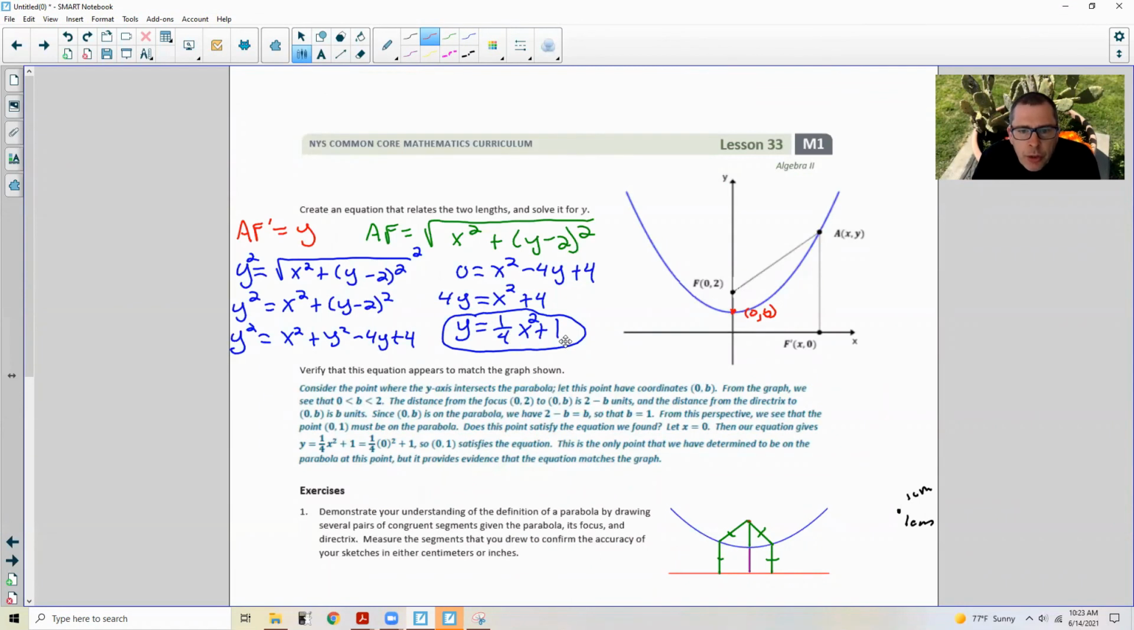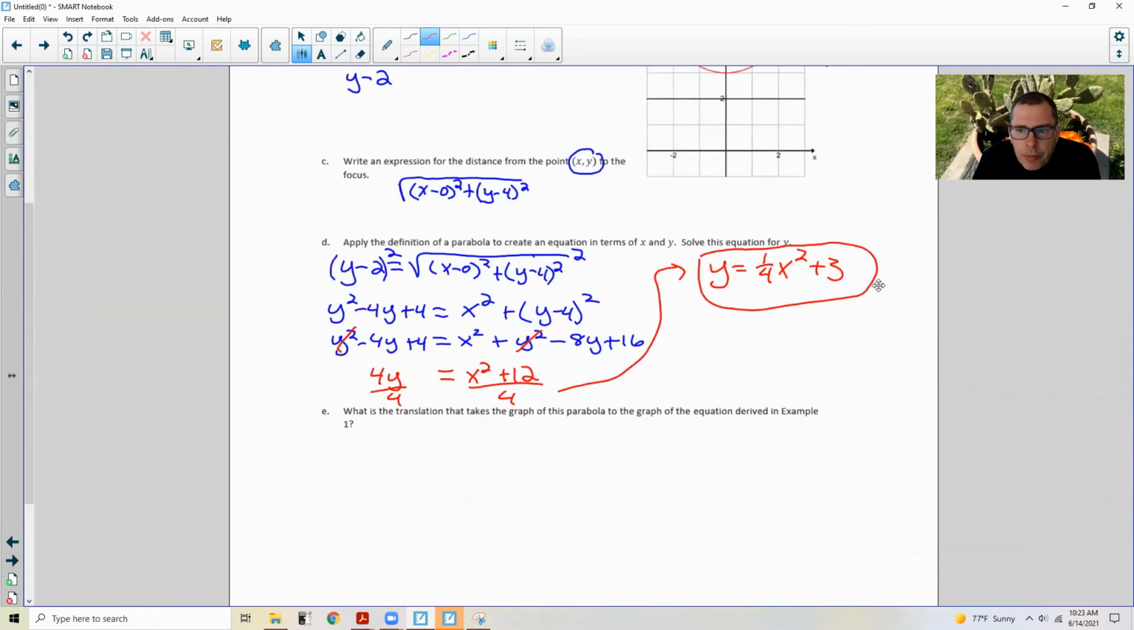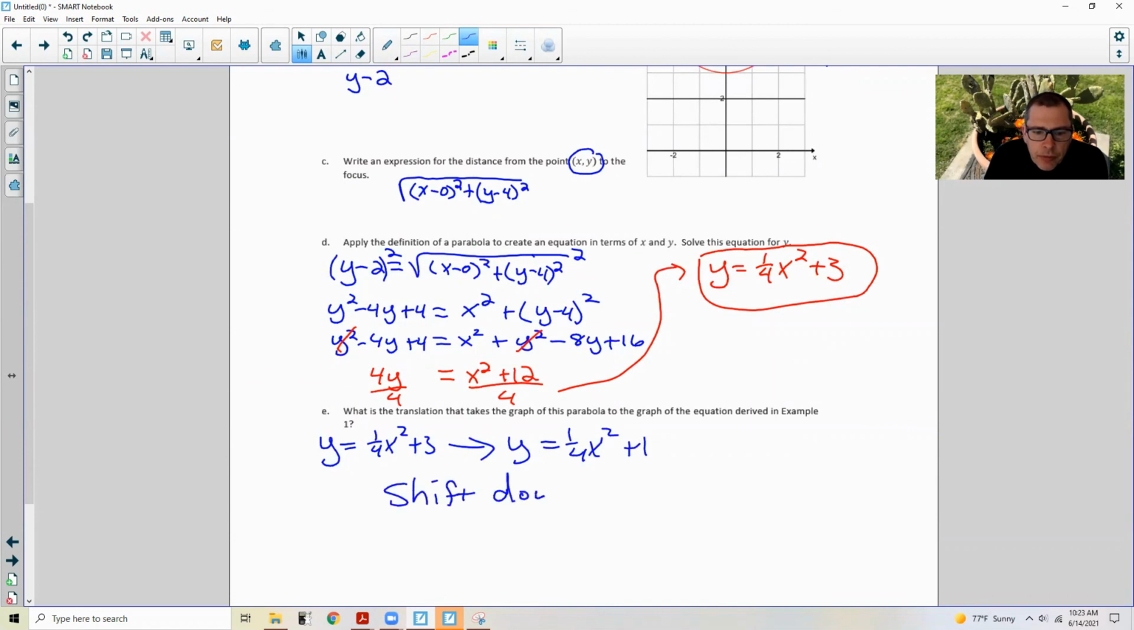So our equation is y equals 1/4 x squared plus 1. And now we have 1/4 x squared plus 3. So that would be a shift down 2. In other words, we're taking y equals 1/4 x squared plus 3, and we're translating it to y equals 1/4 x squared plus 1. That would be a shift down 2 units. Just moving that y-intercept from 3 down to 1 would shift it down 2.